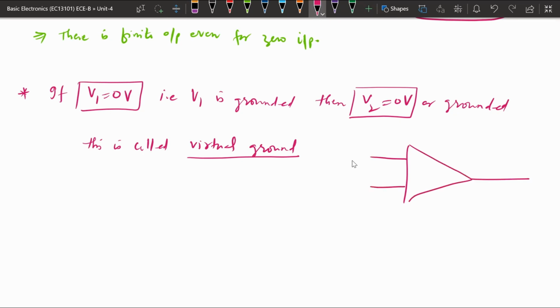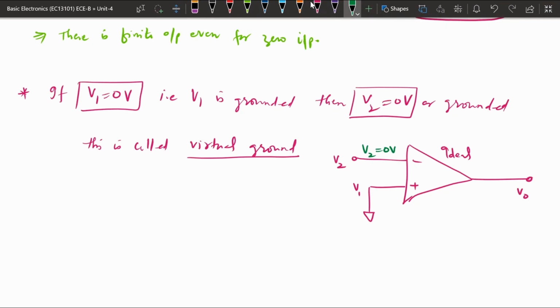Here, if it is virtual ground, suppose we have two different inputs, one input connected to 0. This is positive and this is negative, this is V1 and this is V2, and this is your output, and here it is written that the operational amplifier is ideal. If V1 is connected to 0, whatever V2 is, V2 will also be equal to 0. Because V1 is grounded, V2 will also be equal to 0 volt. So this is called virtual ground.